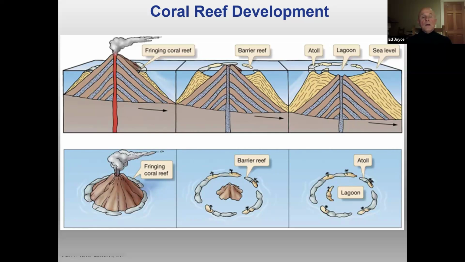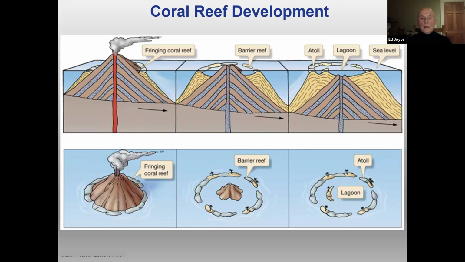And as a submarine volcano erupted, it built up above sea level. And as it came above sea level, corals formed. So all corals really need is nice, clean, warm water and some jump-starting biologic material, and you can create a fringing reef. And that's what we see in the bottom part. We see the fringing reef sticking up above sea level.